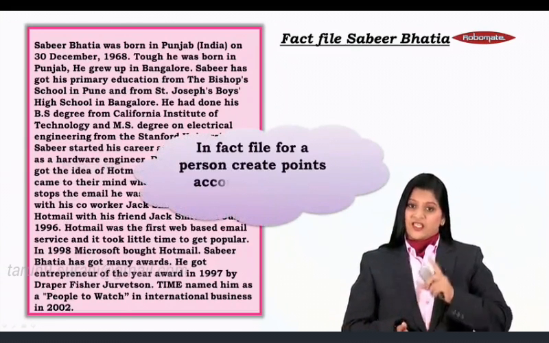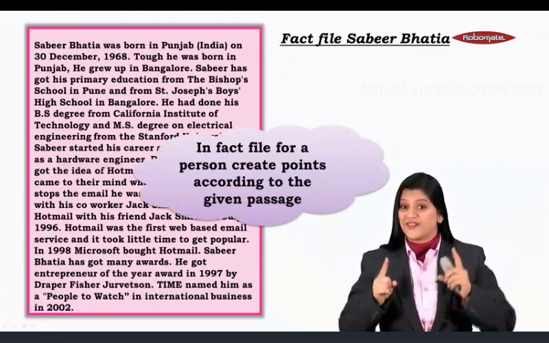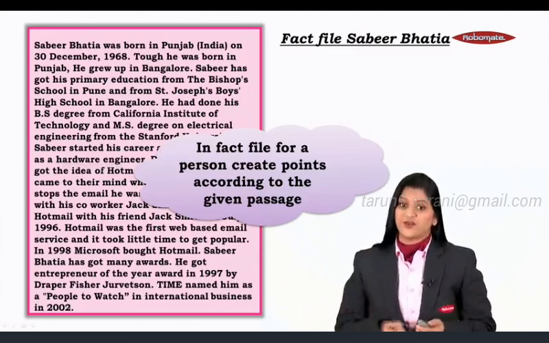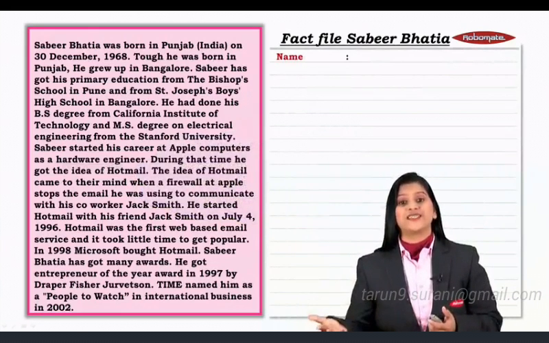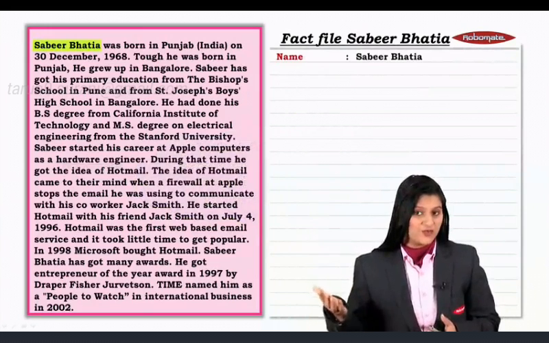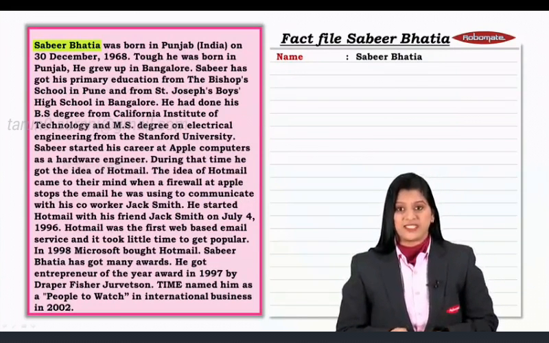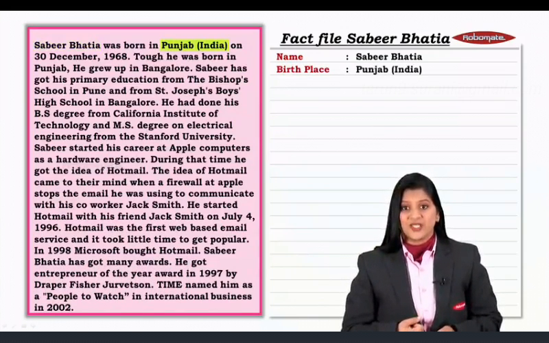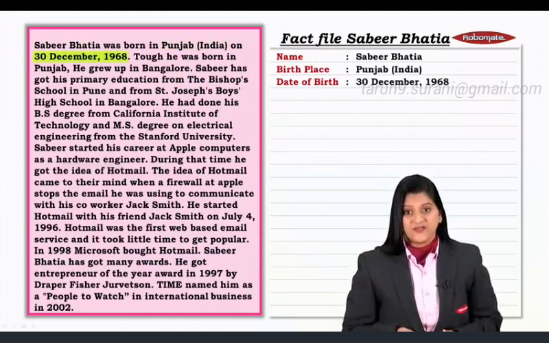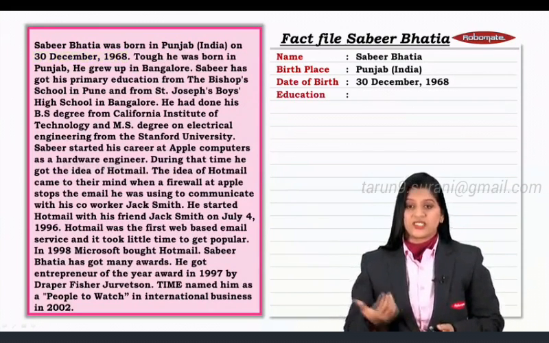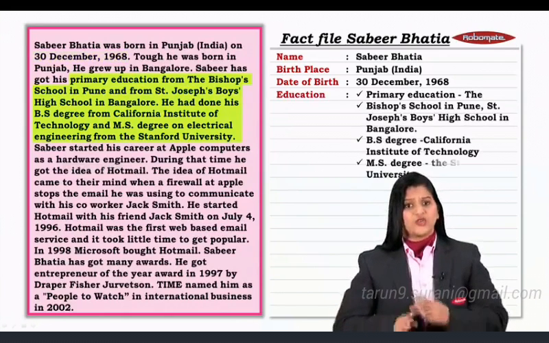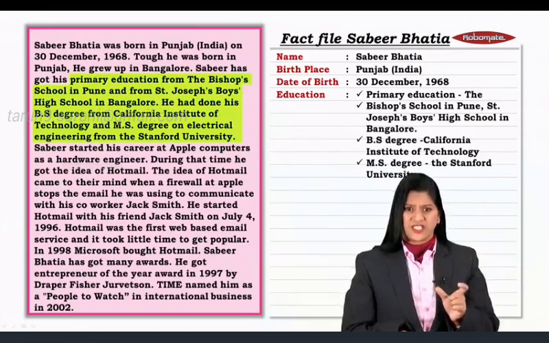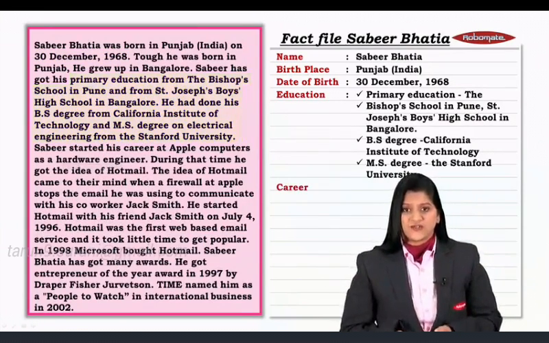And then in the fact file of a person, remember, create points according to the given passage. So here you have a passage and you will have to create points now. Obviously, the first thing is the name, and the name as given over here, I have highlighted that for you, that is Sabir Bhatia. Then the birthplace of Sabir Bhatia is given, so you can put that as a point here. Then date of birth is also given, so you can put that. The next point is education, and there's a lot of information. To make it look even better, you can put it in the form of bullets or just put the keywords over there, and give the education of Sabir Bhatia.